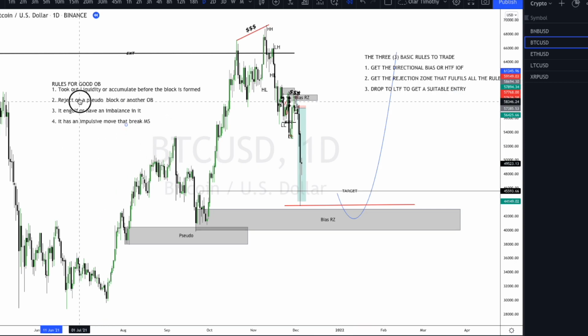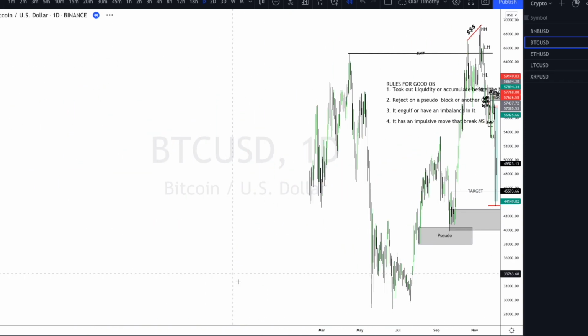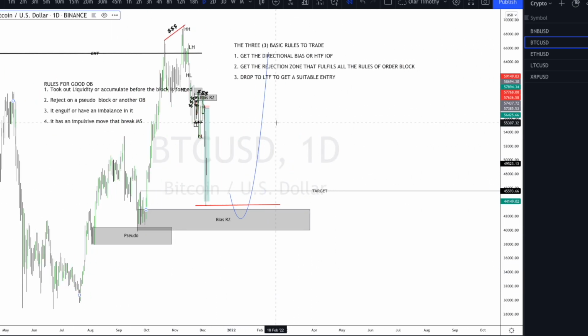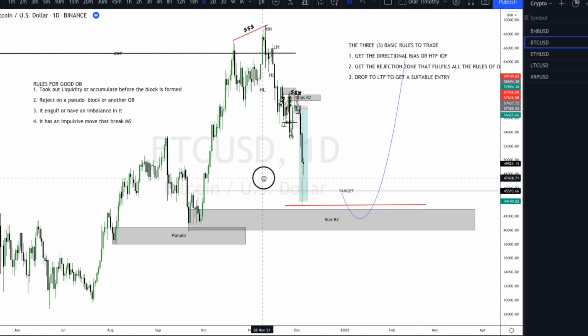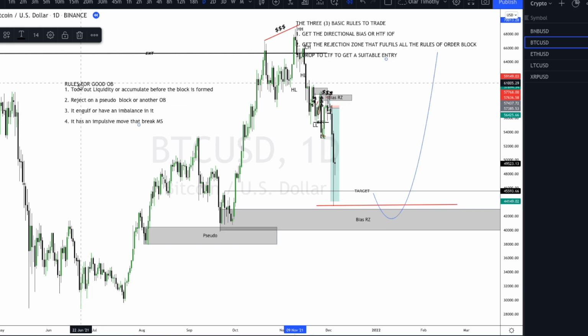Number one, we want to get the three basic rules, and if you check the daily time frame, you will see that this market is surely bullish. As you can see, the directional bias is bullish. That's one thing you should know. Then number two, I want to get my good OB. From my good OB, all these rules must be met.